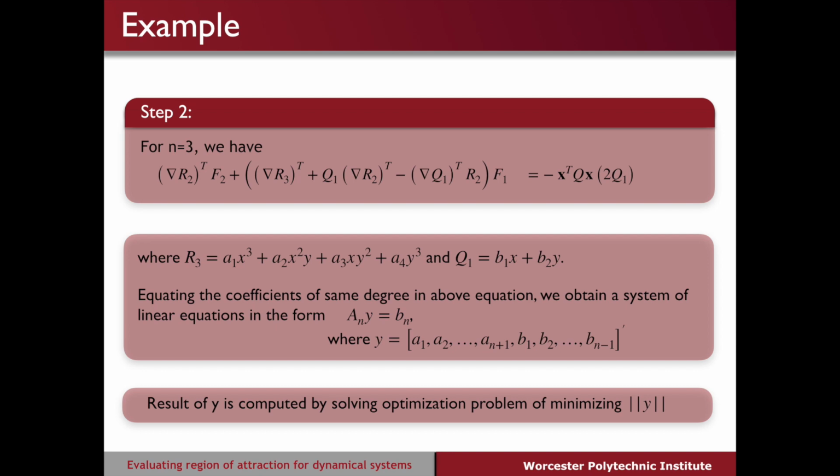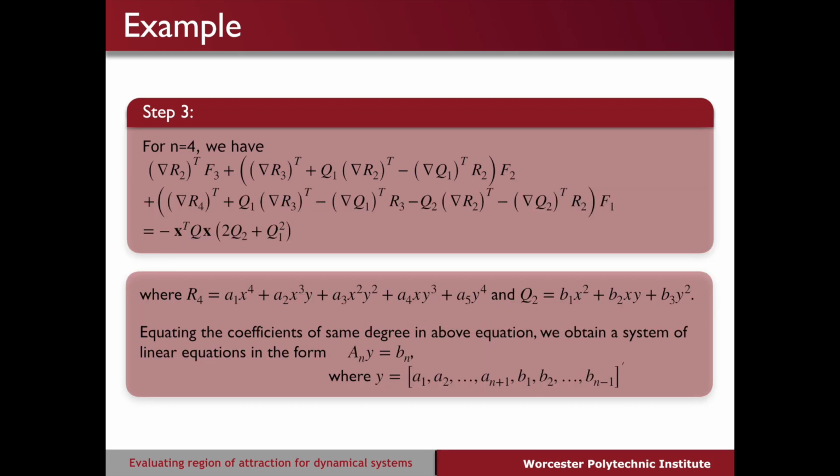As we have computed R2 and Q in step 1, we substitute the numerical values of R2, Q, F1 and F2, and a symbolic form of R3 and Q1 in a general coefficient form, in the equation mentioned in the first block of the slide, which is derived from the coefficient solving equation mentioned in previous slides. We get a linear system of equations in the form A of n into y is equal to b, where y is a vector of coefficients as mentioned in the center of the block in the slide, which we can solve for computing y. While computing y, the system has many solutions. So to find an optimal solution, we run an optimization problem where we choose the value of y when the norm of y is the minimum.